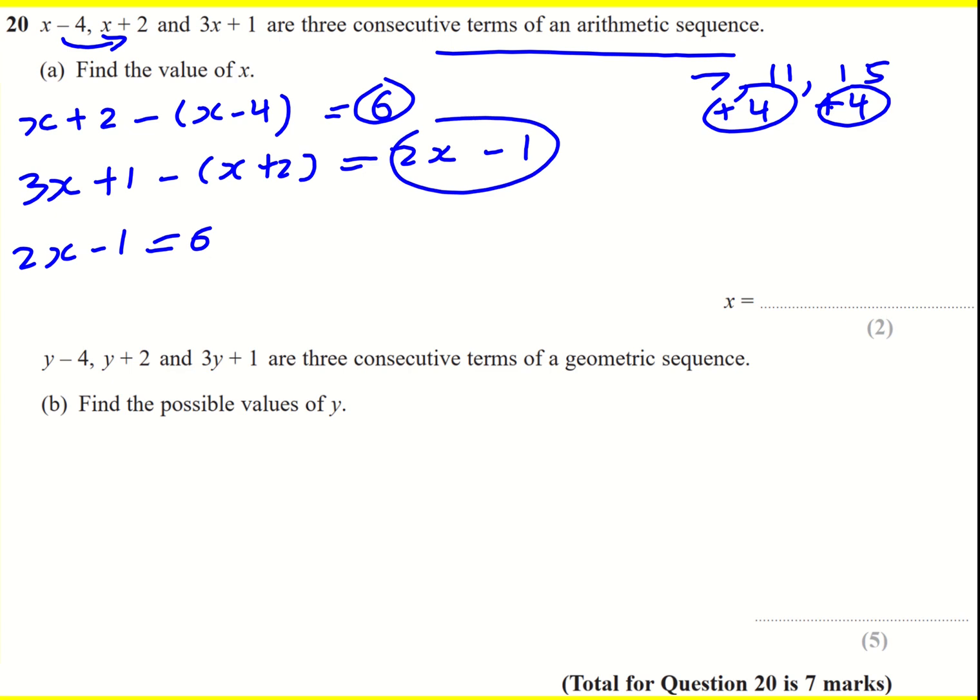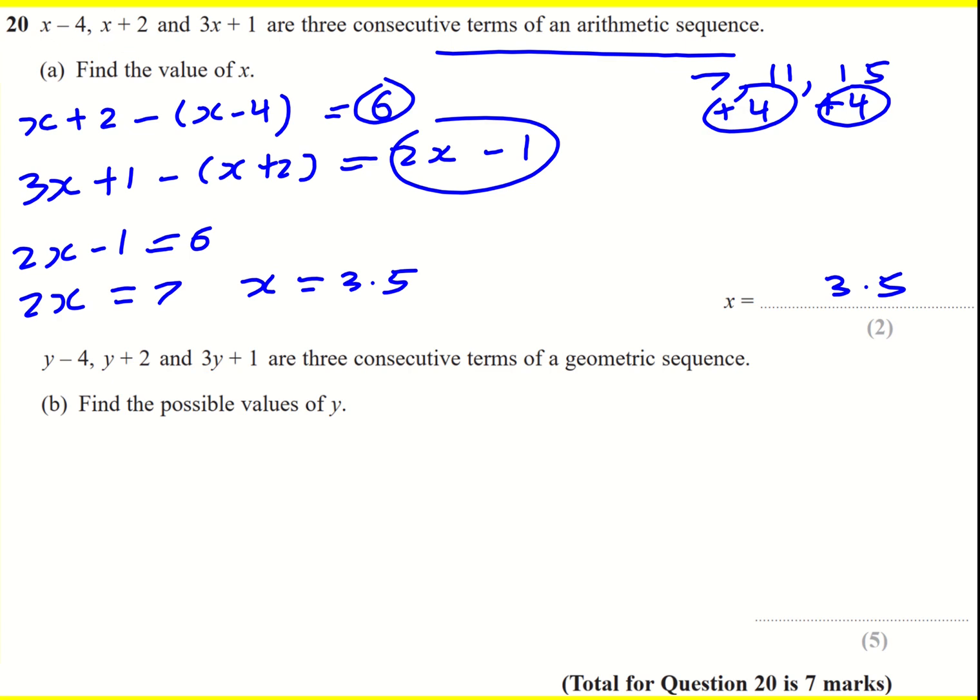And we could have just gone ahead and said that this equals this from the very beginning. I just thought I'd actually work out what the common difference was. 2x is then going to equal 7. x is going to be 3.5 or 7 over 2. And it's not a bad idea to just sub it back in and check that you get an arithmetic sequence, just in case I've made a mistake.